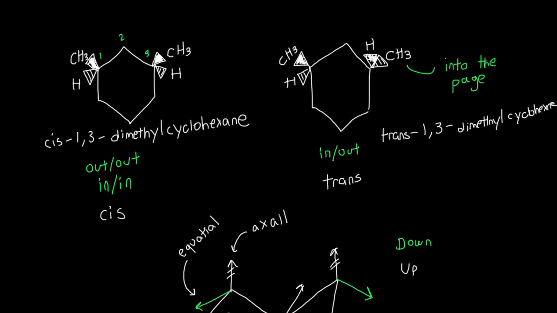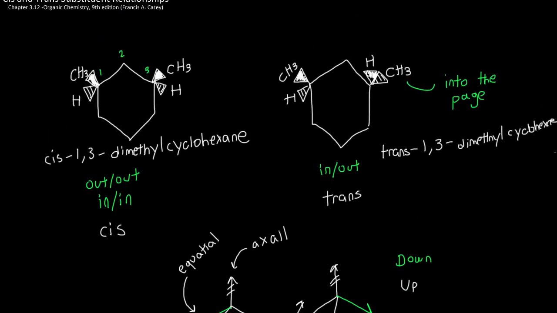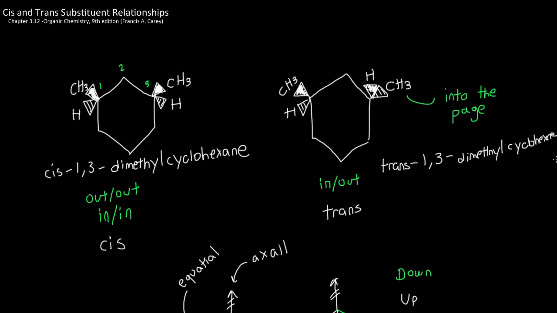So that's the introduction to cis and trans relationships. The main takeaway from this video is cis means same direction. It does not matter if it's in, out, up, or down. They just need to be in the same direction. And obviously for trans, they have to be in opposite directions. And like always, in case you don't see these hydrogens on your test, you can automatically assume that they're there and they're in the opposite direction of the one that they're telling you.